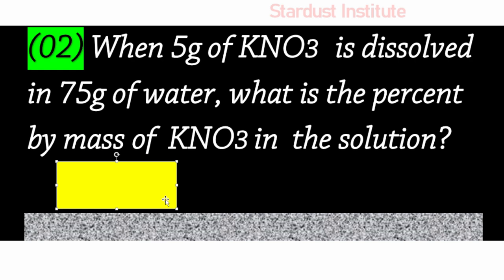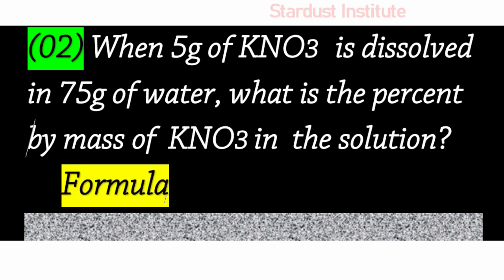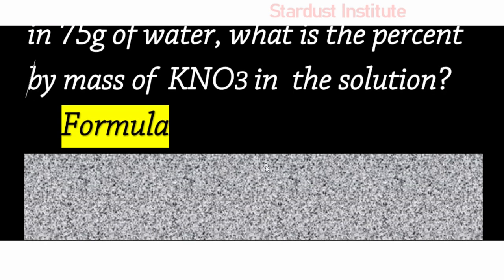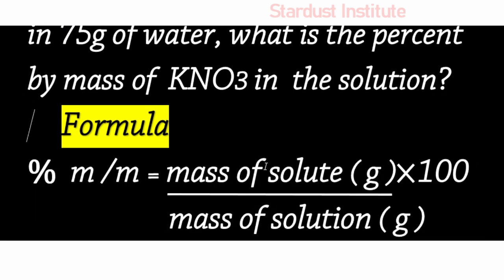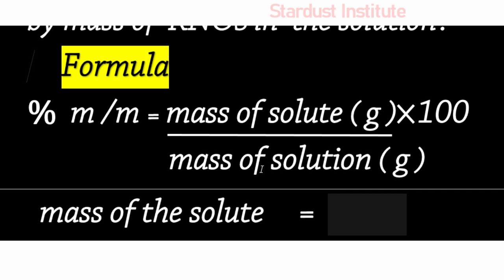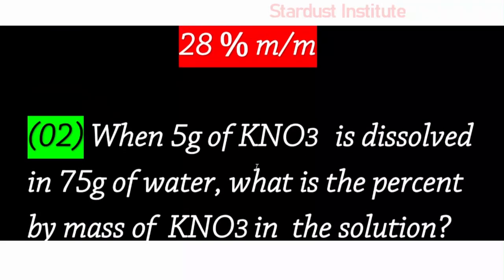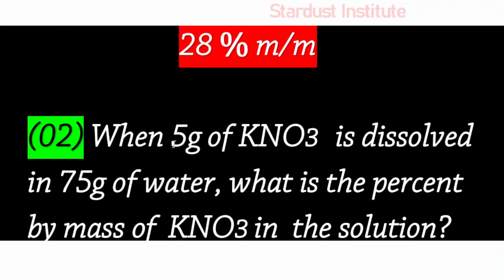We can use this formula to solve this problem. Percentage mass by mass equals mass of solute in grams divided by mass of solution in grams multiplied by 100. Mass of the solute, it has been given, 5 grams.